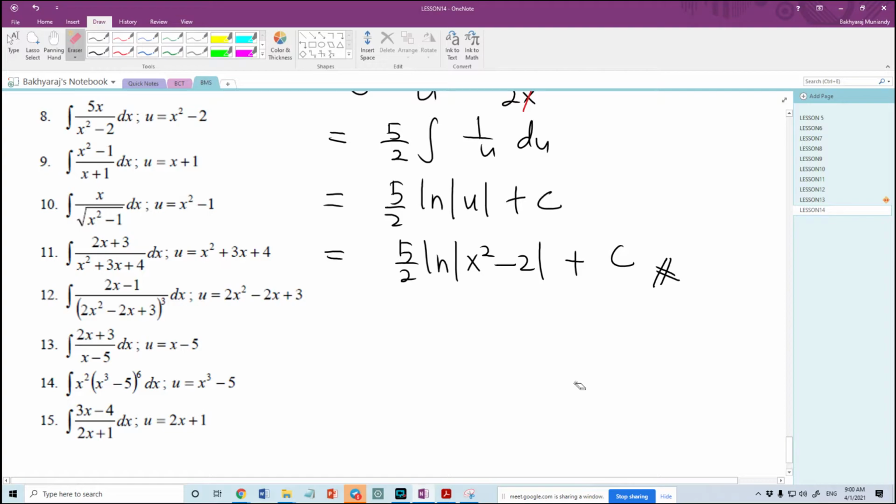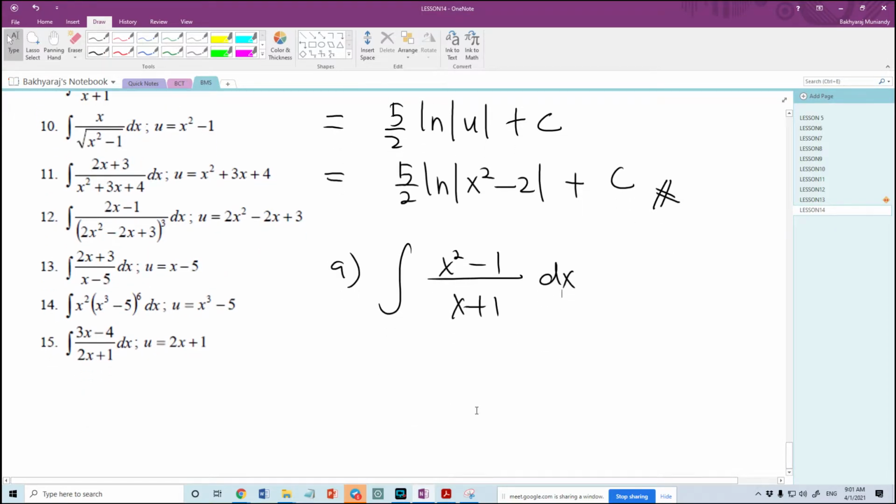Okay, so proceed for number 9. Integrate x square minus 1 over x plus 1 dx. And what is your u? U is equal to x plus 1.